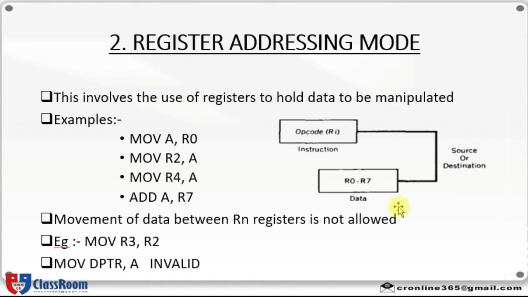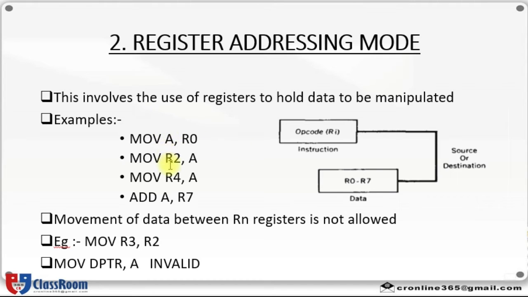R0 to R7 data, source or destination, and opcode instruction. So for example, move A comma R0. Move A comma R0 means copy the contents of register R0 into the accumulator. So the accumulator and register R0 will have the same contents. Register R0 contents can be moved into the accumulator register.